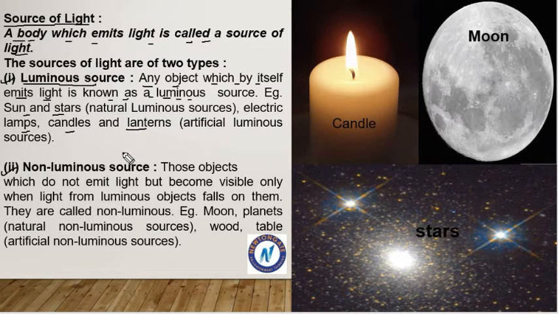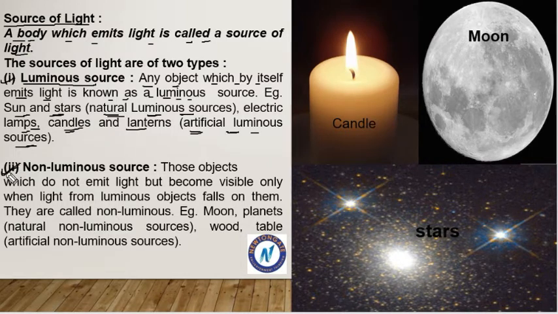Obviously, we can further classify luminous sources into natural luminous sources and artificial luminous sources based on whether they are natural or artificial ones. Sun and stars, since they are natural, we call them natural luminous sources, while candles, lamps, etc., since they are artificial ones produced by humans, we classify them under artificial luminous sources.